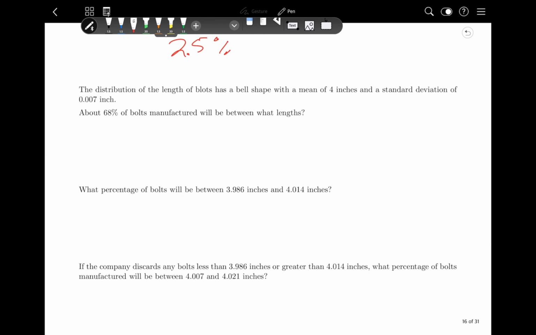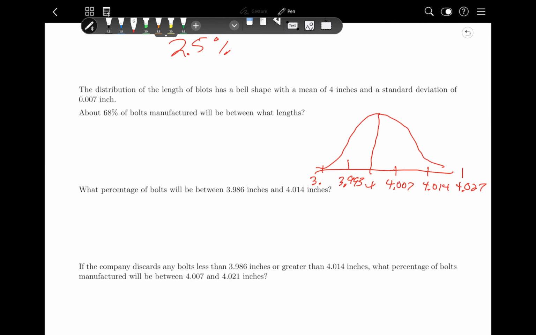Okay, so here's another example, same idea. So we could start once again by drawing a bell graph. This one starts at 4 inches, and then we add 0.007. So 4.007, and then 4.014, and then 4.027. And then we subtract it. So 3.993, 3.986, and 3.979 would be our values. So about 68% of bolts manufactured will be between what lengths?